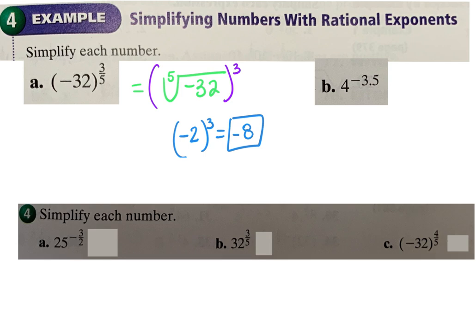Negative 3.5. I would rewrite that. How would I rewrite it? 7 halves, right? So 4 to the negative 7 halves, right? This is going to put it where? In the denominator. Okay, so 4 to the positive 7 halves, all right?